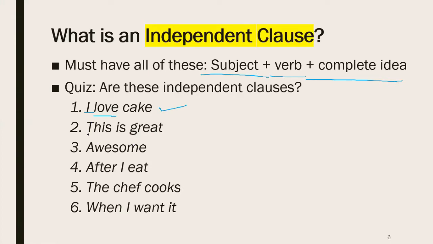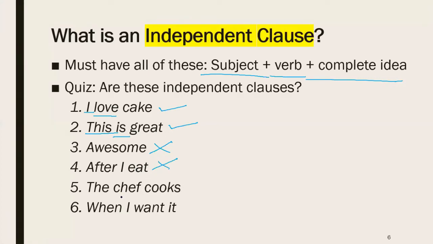Number two: this is a subject, is a verb, this is great. Is that a complete idea? Yes. So this is also an independent clause. It's independent. It doesn't need to attach itself to someone. Awesome. Awesome is not a subject, not a verb, but it's a complete idea. Is this an independent clause? No, it's not. After I eat: I is a subject, eat is a verb. Is it a complete idea? No. After I eat what? What happened? So this is not an independent clause.